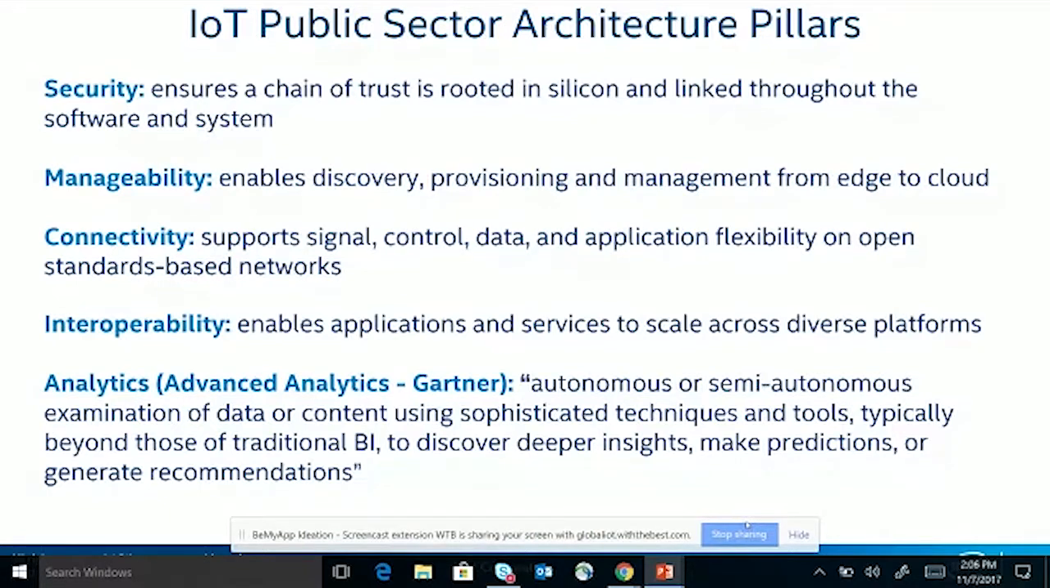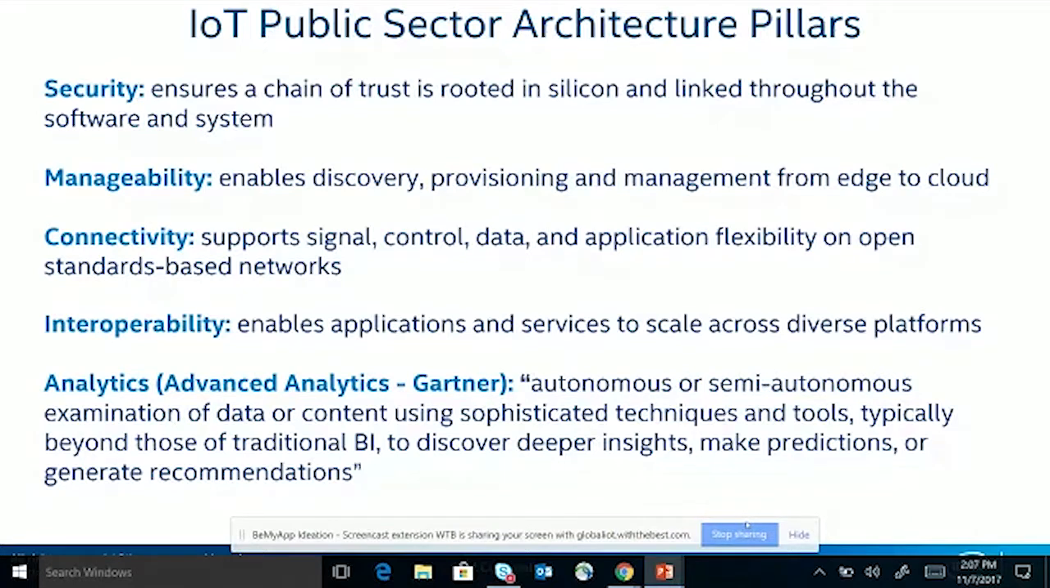Interoperability enables applications and services to basically work across diverse platforms. Interoperability includes data, and that we'll talk a little bit more about in detail. And lastly, in terms of architecture pillars, there's analytics. And so I pulled something unique out of Gartner around advanced analytics, where we have autonomous or semi-autonomous examination of data or content using sophisticated techniques and tools, typically beyond those of the traditional business intelligence, to look at discovering deeper insights, predictions, or to generate recommendations.